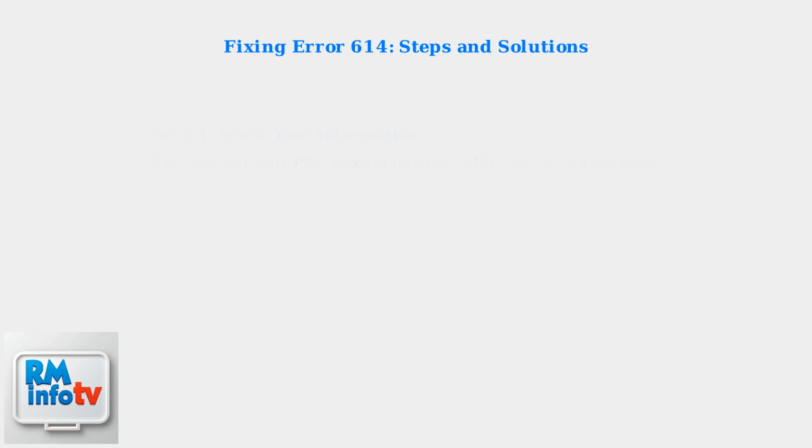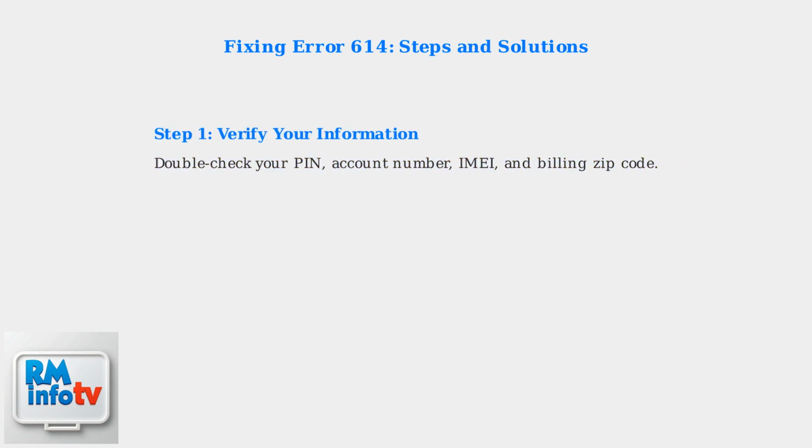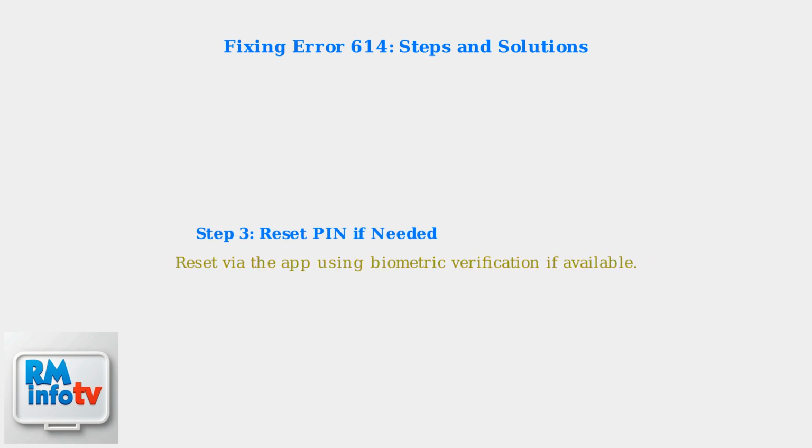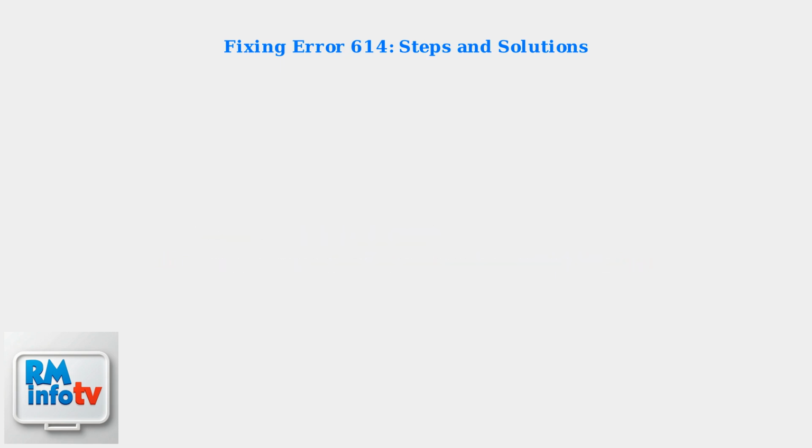Start by double-checking your PIN, account number, IMEI, and billing zip code to ensure accuracy. Next, use the My T-Mobile app for AI-assisted troubleshooting to guide you through the process. If the PIN is the issue, reset it via the app using biometric verification if available on your device.